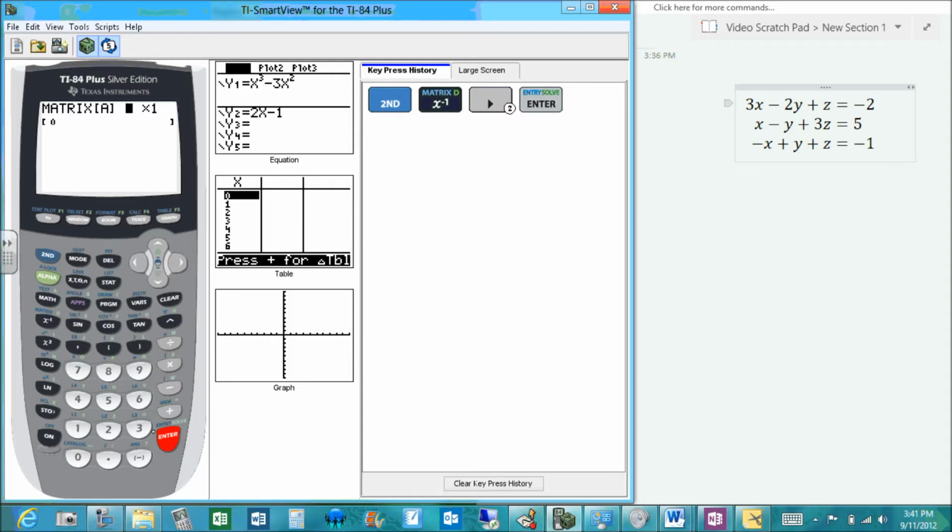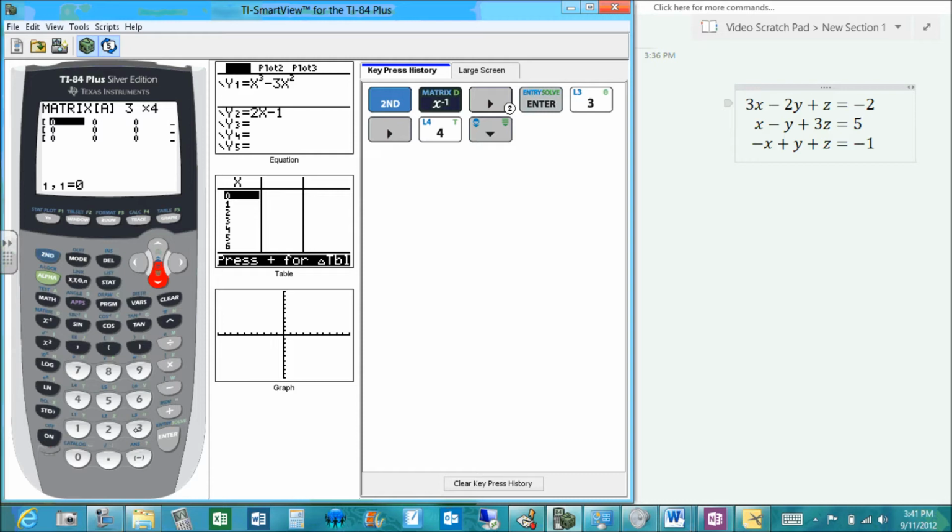Now, since we have 3 variables and 3 unknowns, we need a 3 by 4 matrix. Okay, so it's always the number of equations by the number of variables plus 1. Okay, so going down, so there we go. So now what we're going to do is punch in these coefficients, 3, negative 2. There's no coefficient here, so it's 1, and then the constant at the end there.